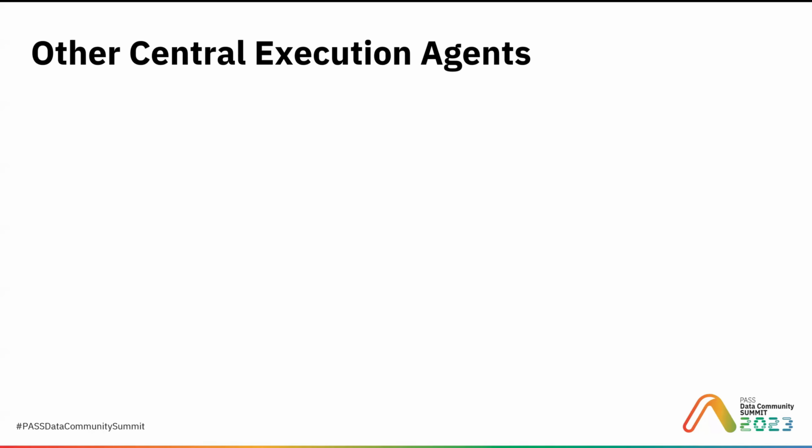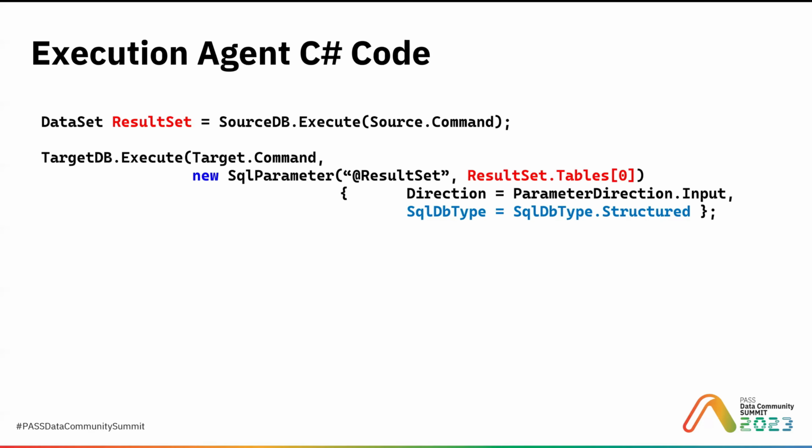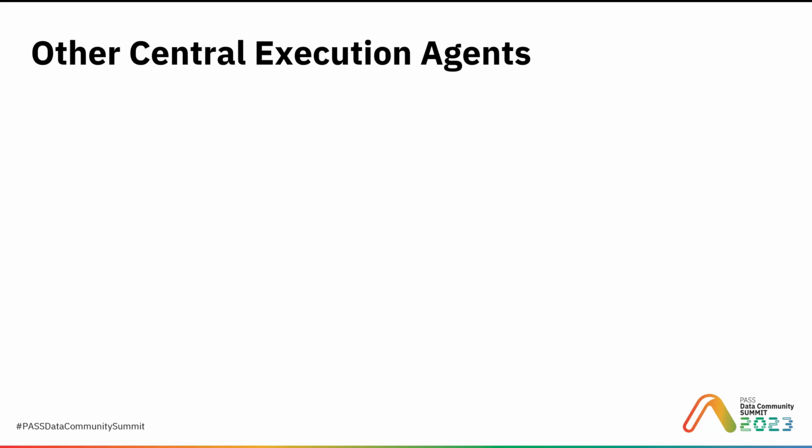Other central execution agents besides the one that moves data. And by the way, this works in both directions. If I just change source and target, I can move data between these databases in both directions. It doesn't care which one is the source and which one is the target. So I have procedures that collect something on the central system that says, okay, give me all the settings for this one instance, take that table and push it down to the local database.